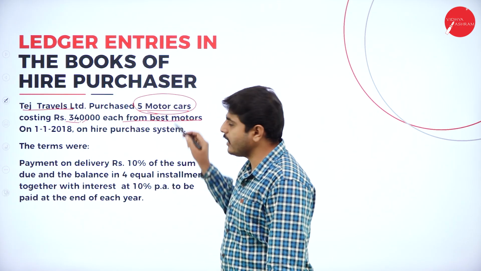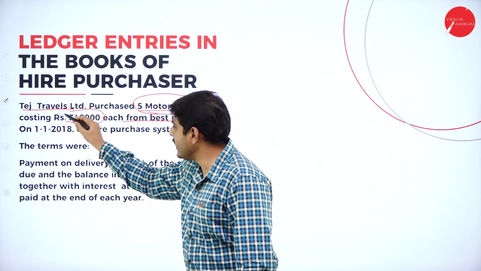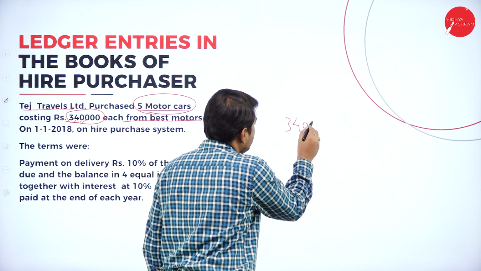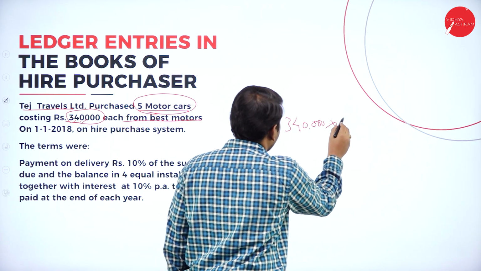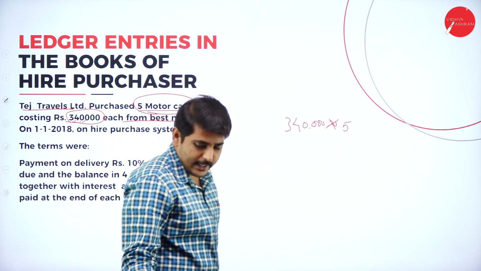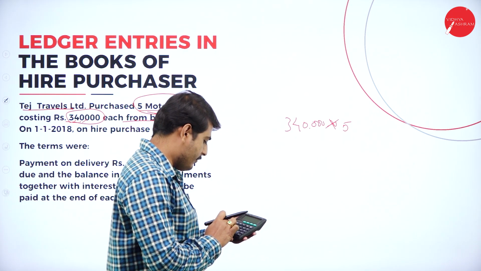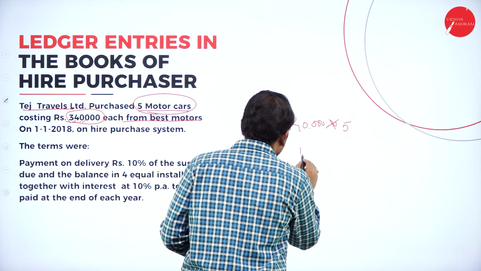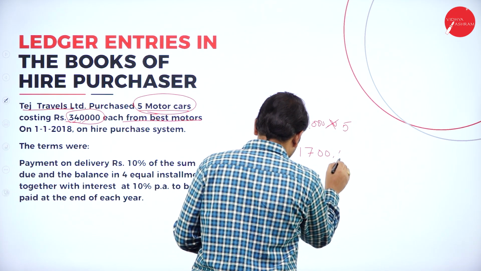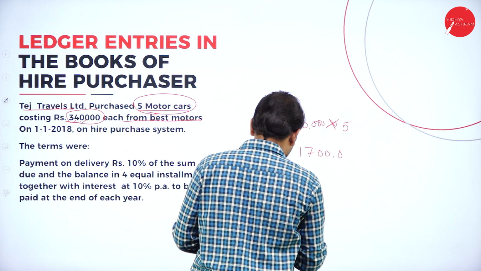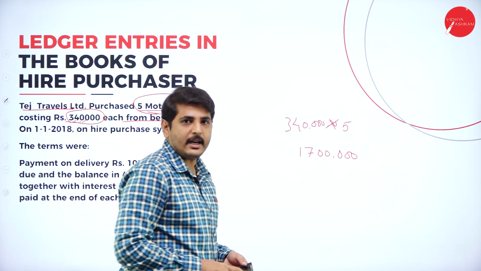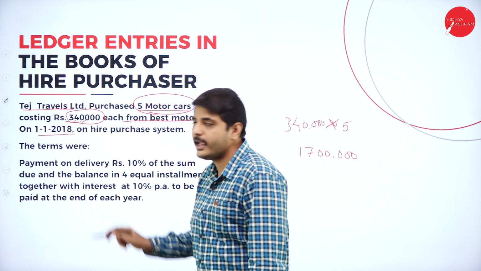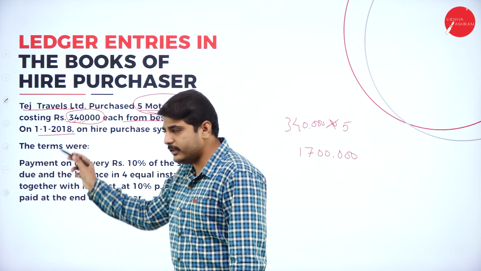5 motor cars for 3,40,000 each. So for one car it is 3,40,000. Therefore for 5 cars how much is going to be paid? Let's see. 3,40,000 into 5 cars, the total amount is 17 lakh. This is our cash price. On which date? On 1/1/2018.